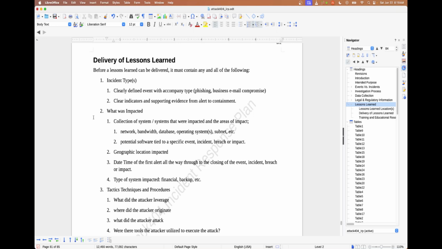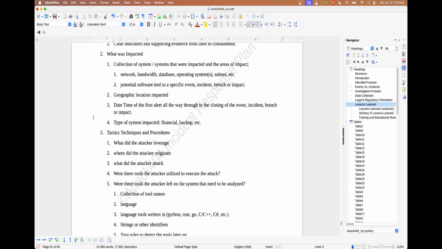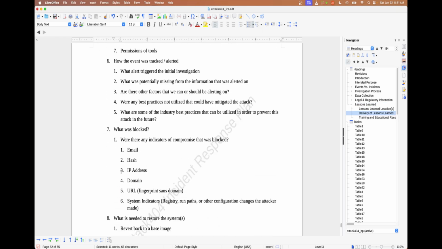And we're also going to need clear indicators supporting the evidence that we have that show that this was a potential, wasn't a potential, that this was in fact a breach. Also, what was impacted? Was it the network, was it bandwidth, was it an endpoint, was it financial? What was impacted? Also, is it software tied to a specific incident, event, or breach? Geographic location, all of this comes into play, and also what languages are used. Lastly, it's going to be pretty much how we tracked and how we were alerted to it and how we need to fine-tune our investigation process or our alerting process.